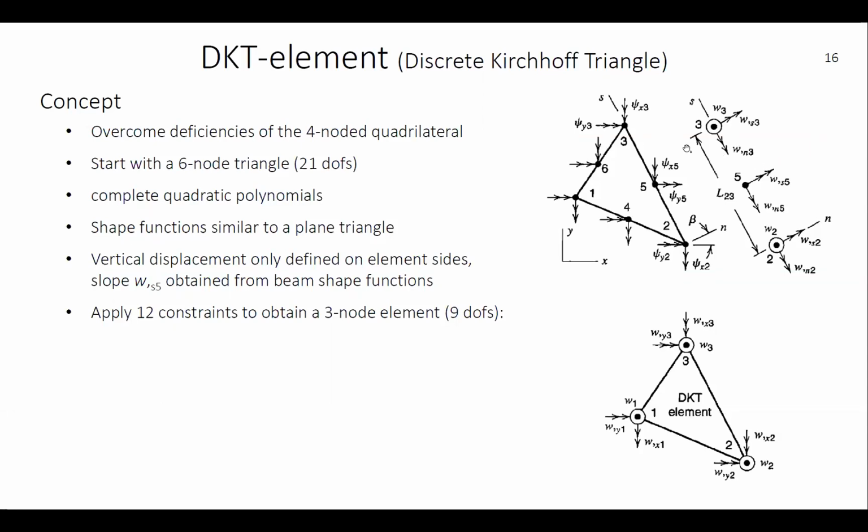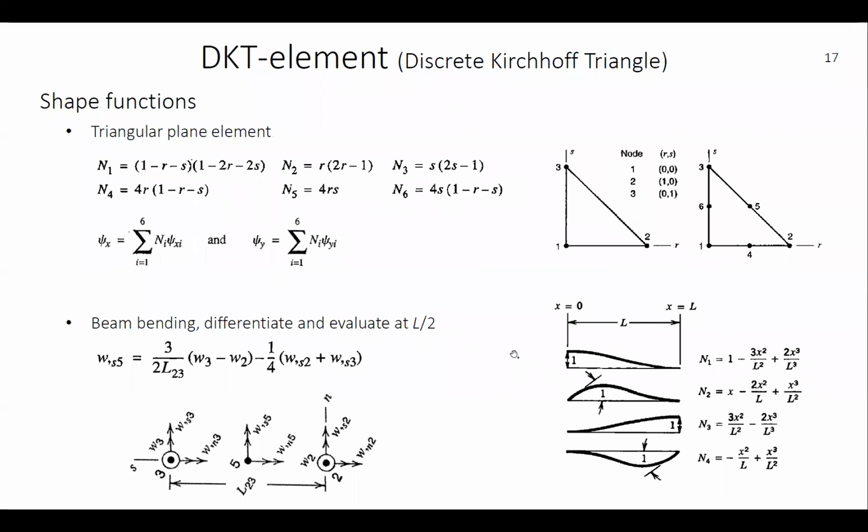And after that, we will apply a set of constraints because the Kirchhoff element cannot take any shear strains. So applying those constraints, we can condense the element to 3-noded triangular elements, having 3 degrees of freedom at each node point, so the displacement and the rotations. If you look at the shape functions, they are similar to what is described for the plane triangular elements in chapter 7 in the book.